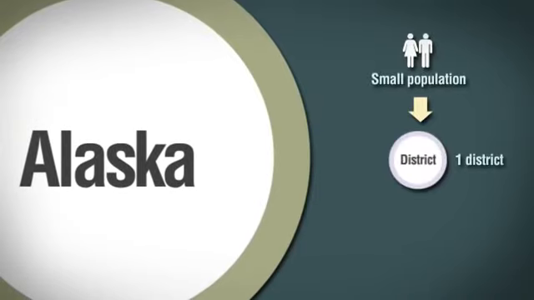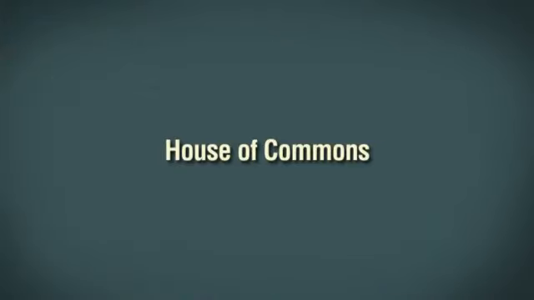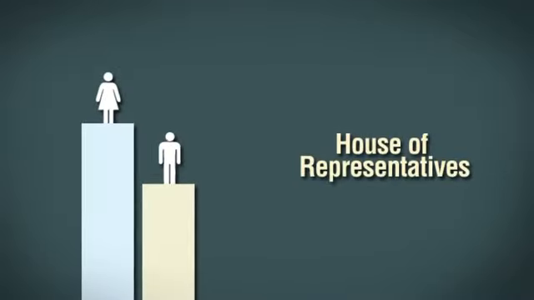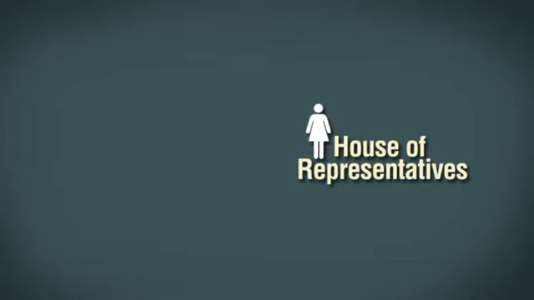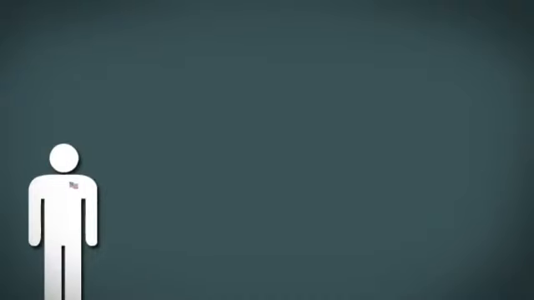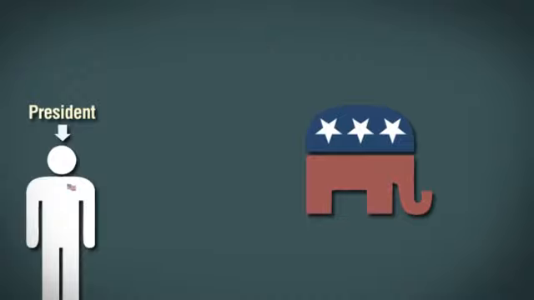But Alaska, which is huge but has a really small population, only has one district and therefore only one representative in the House. Like the UK House of Commons, the election system is first past the post, so the candidate with the most votes in each district wins a seat in the House of Representatives. The party that wins a majority of seats in the House takes control. The ideal situation for a president is that the House is controlled by their own party.